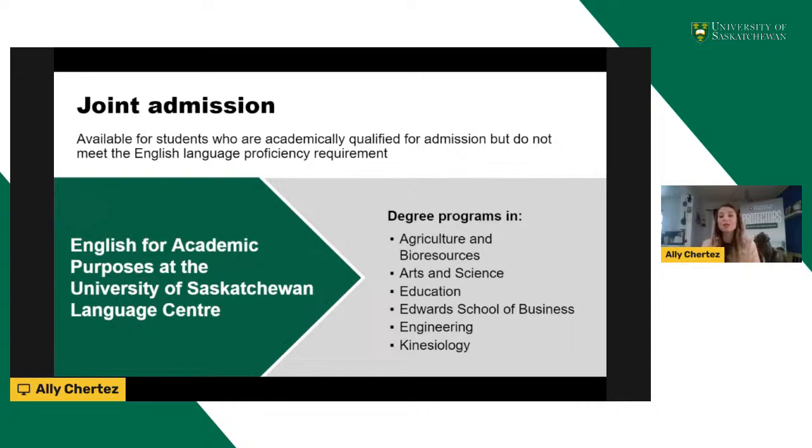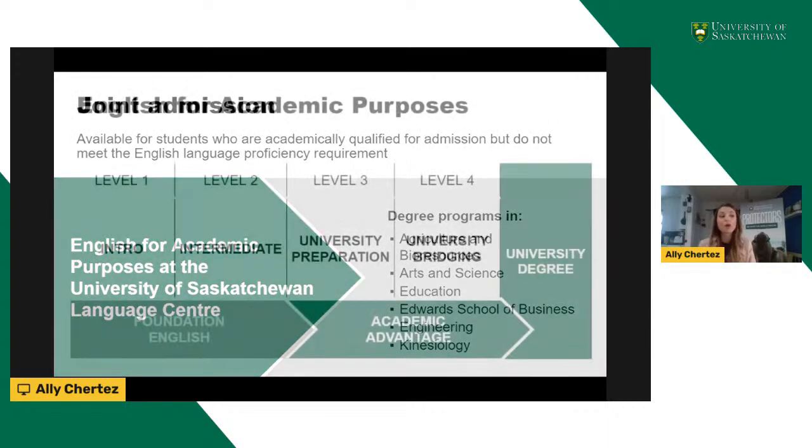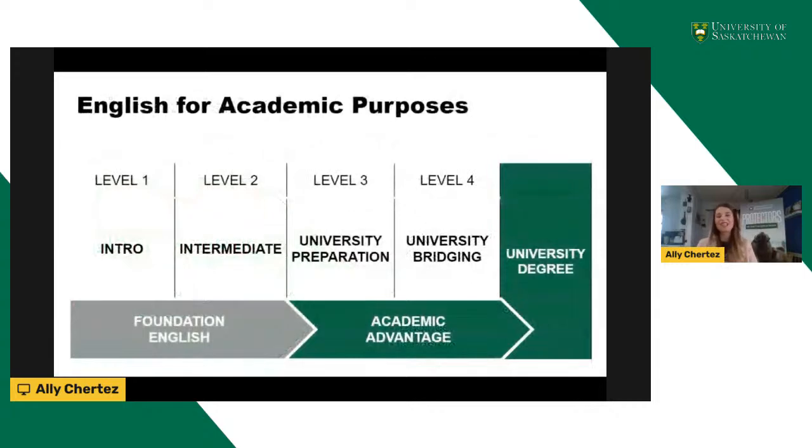Students can apply for joint admission to both an academic program and the English for Academic Purposes program at the University of Saskatchewan Language Center, where we have 4 different levels, Foundation of English and Academic Advantage, to get you into that university degree. So again, you are starting both the academic program, the university degree, and the English for Academic Purposes program at the same time through joint admission.